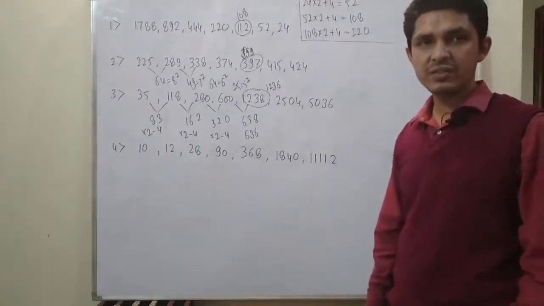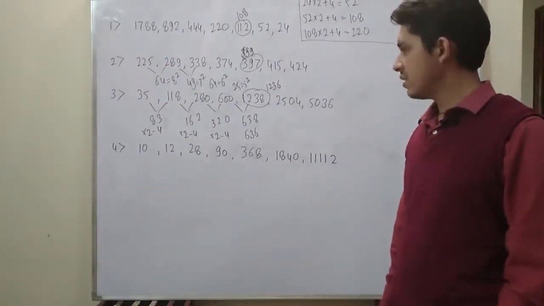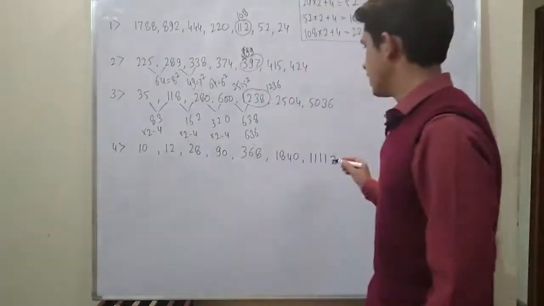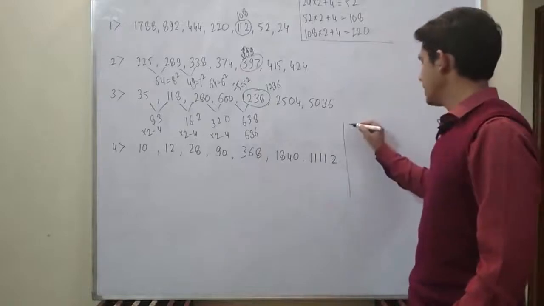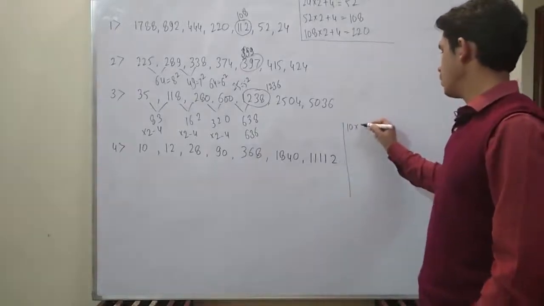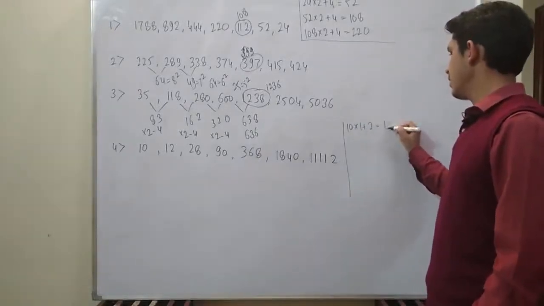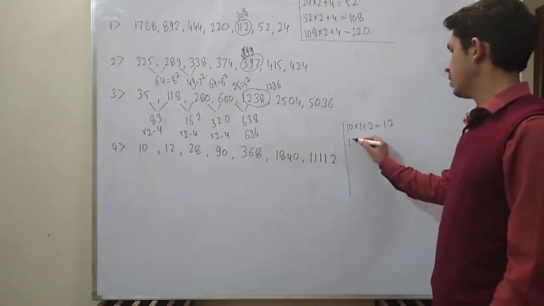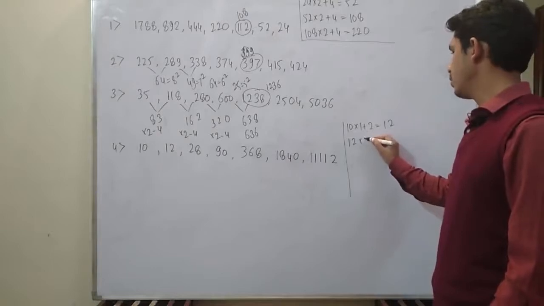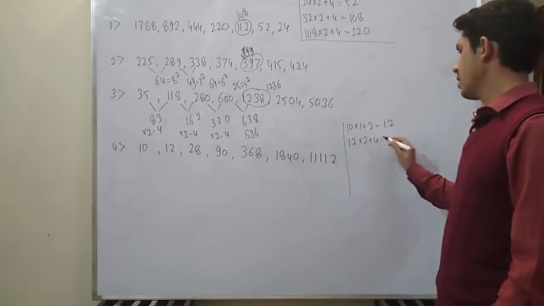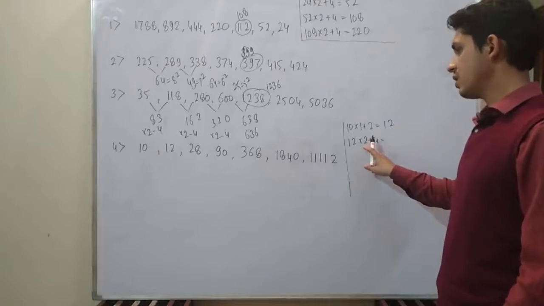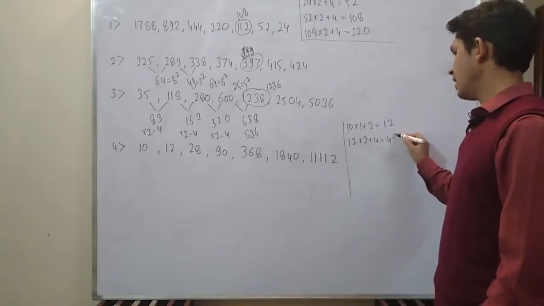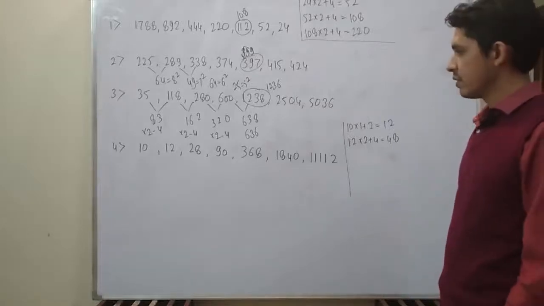You are looking at the series. Okay, what can be the pattern here? If we look, this can be 10 multiplied by 1 plus 2, that is 12, right? Thereafter we can get 12 multiplied by 2 plus 4. 12 multiplied by 2 is 24, and 24 plus 4 is 28, right?